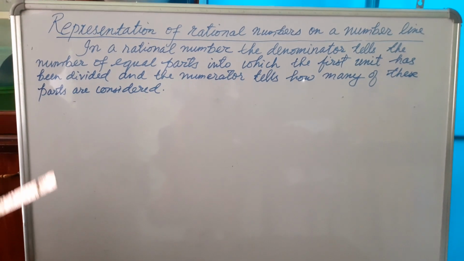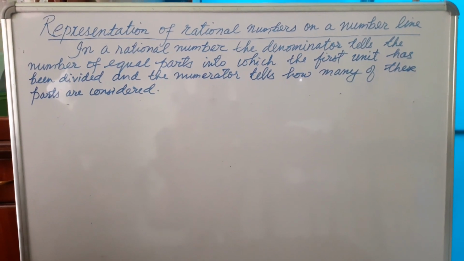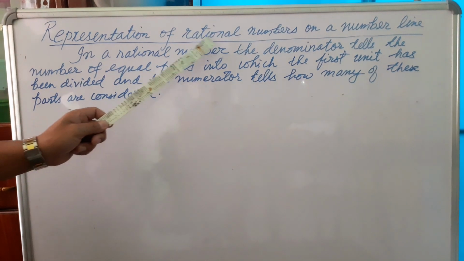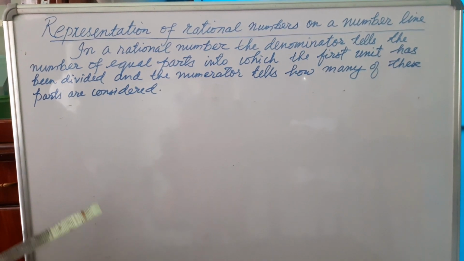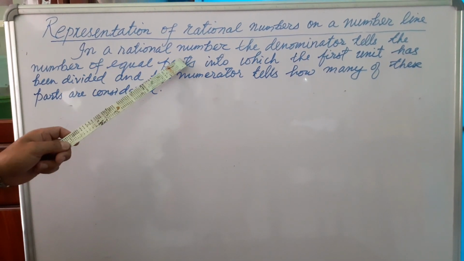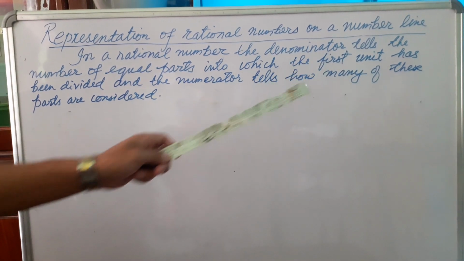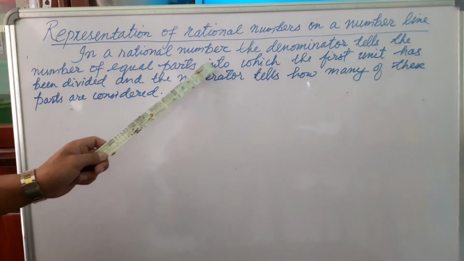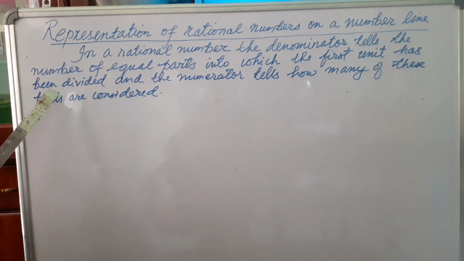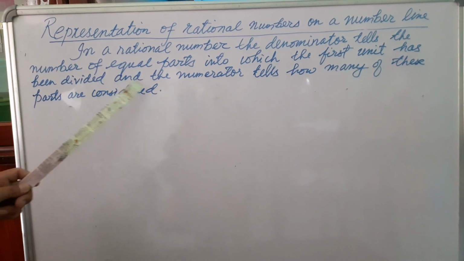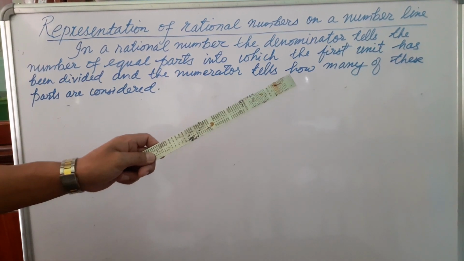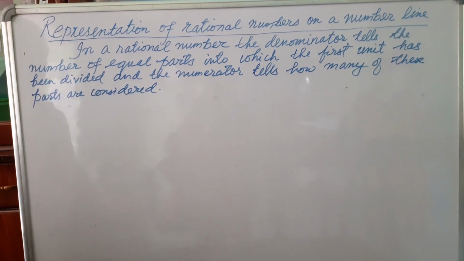Now we are going to learn how to represent rational numbers on a number line. In a rational number, the denominator tells the number of equal parts into which the first unit has been divided, and the numerator tells how many of these parts are considered.